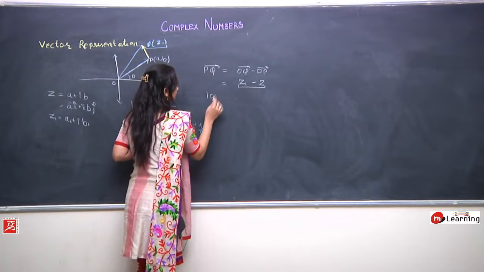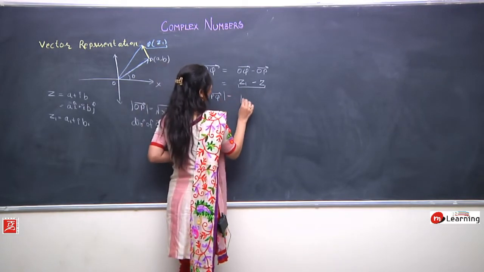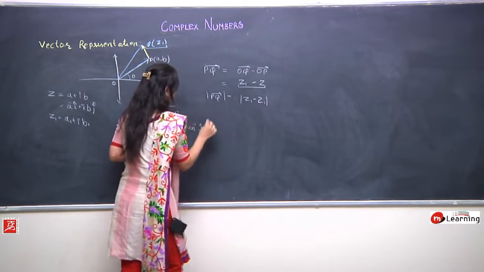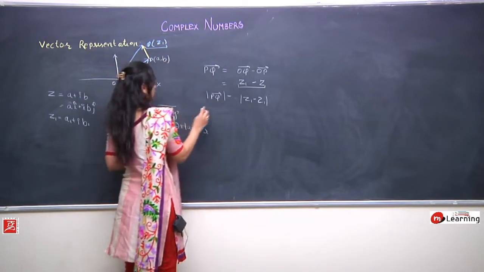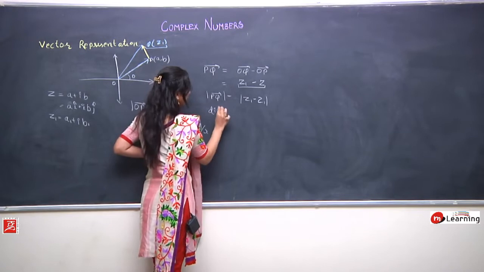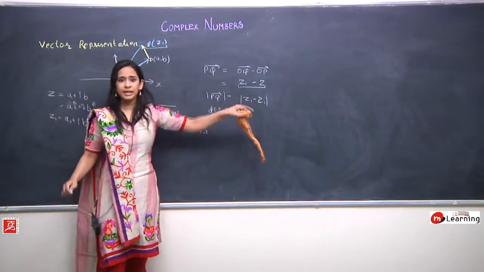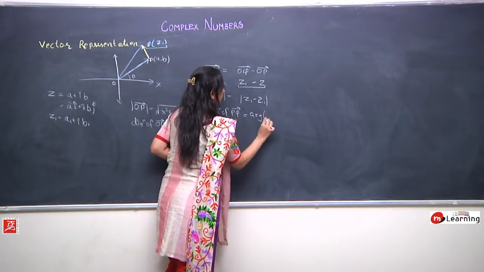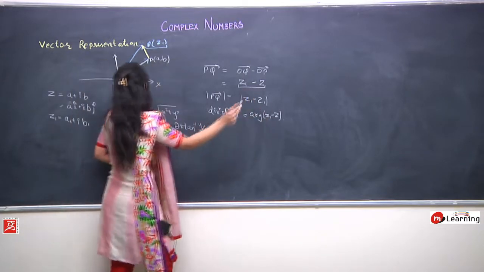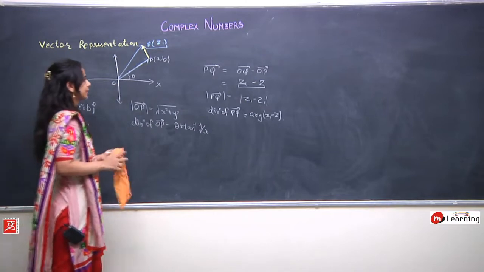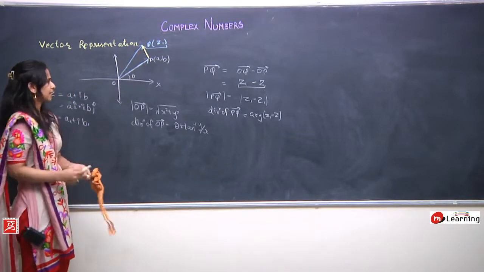So the modulus of PQ vector is going to be modulus of z1 minus z, and the direction of PQ vector, since it is a vector, is the argument of z1 minus z. Which in this case can even be written as argument of z1 minus argument of z, and we can always solve this equation further. So this way we can find the vector representation of any complex number.